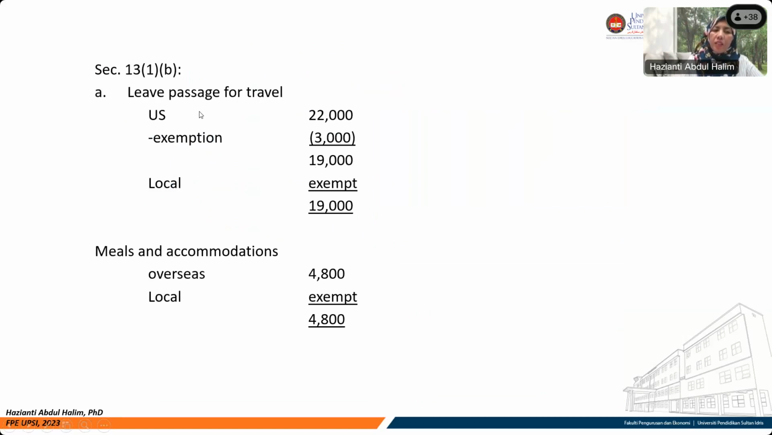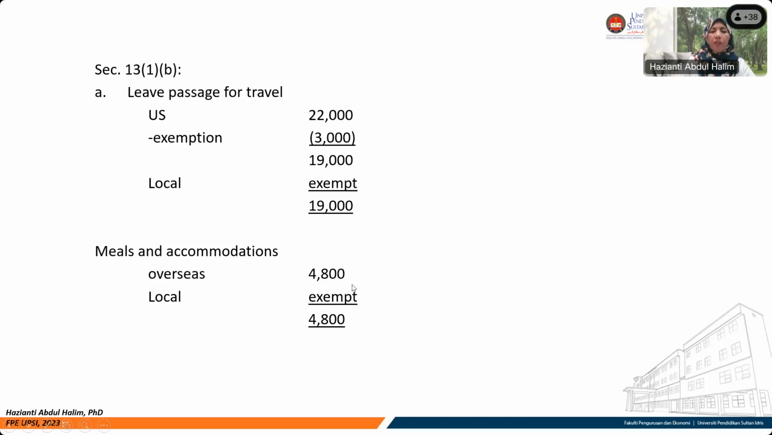So yang ini tambang ni local, dia pergi Tioman tadi, all are exempted. So remember local tak ada cap, overseas je ada cap 3,000. Alright, so exempted, so she will be taxed based on 19,000 yang company dia bayarkan holiday dia pergi US. What about meals and accommodation? Alright, exemption untuk overseas only for airfare, air ticket sahaja, not meals and accommodation. Meal and accommodation will be taxed.